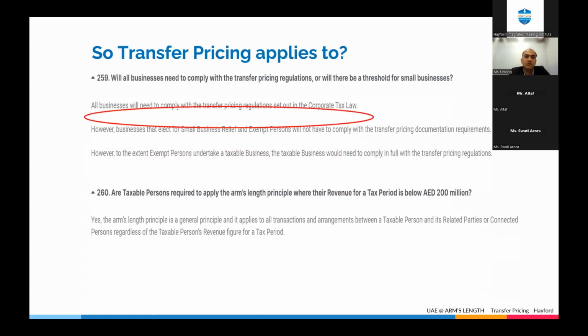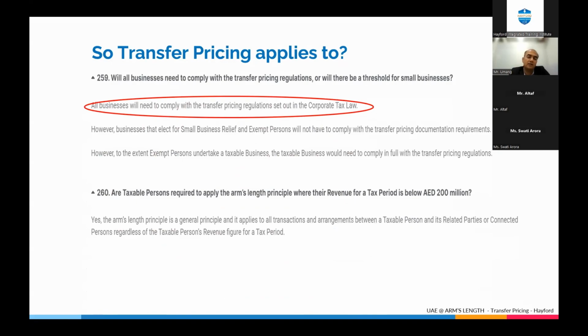These are another few. Now here, if you look at question 259, it says, will all businesses need to comply with the transfer pricing regulations, or will there be a threshold for small businesses? The answer is clear and unambiguous. All businesses will need to comply with transfer pricing regulations. Mind you, there is a distinction between regulation and documentation. Regulation applies to all businesses. For documentation, there is a threshold available.